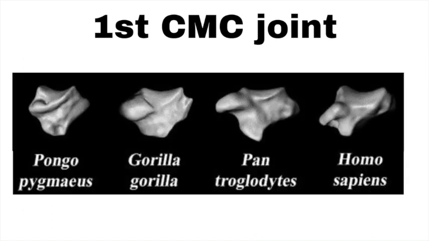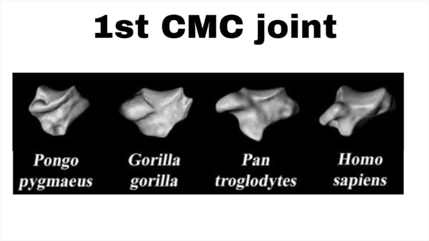This illustration depicts a reconstructed trapezia along with its first metacarpal articular surfaces of the orangutan, the gorilla, the chimpanzee, and the modern human. And it is quite obvious that the joint surface of the humans appears to be much deeper. This is also accentuated by the fact that the ulnar quadrants of the human trapezial articular surface are proportionately larger than the rest of the great apes.